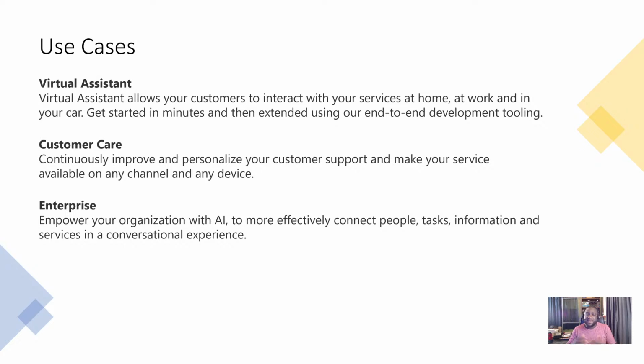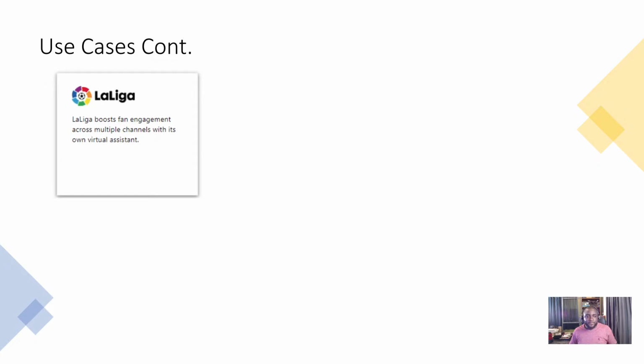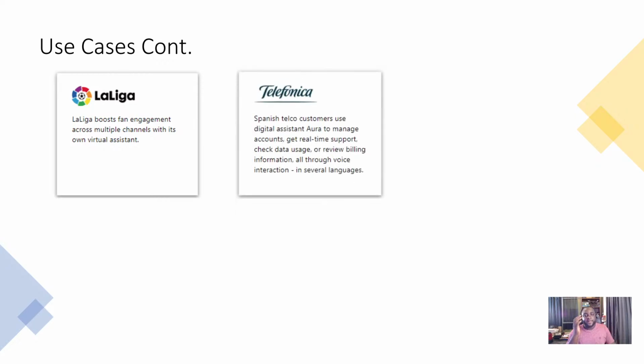Who are the customers or enterprises that have implemented this? Let's start with La Liga. La Liga boosts fan engagement across multiple channels with its own virtual assistant. It is using the Bot Framework to build a virtual assistant that interacts with football fans. Then we can talk about Telefonica, a Spanish telco whose customer service uses digital bots called Aura to manage accounts, get real-time support, check data usage, or even review billing information, all through voice interaction in several languages. And this is available to you through the Bot Framework.